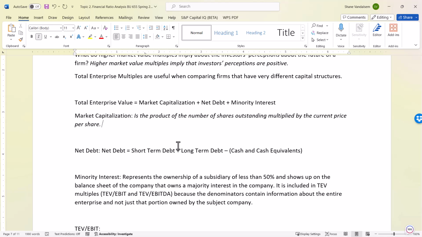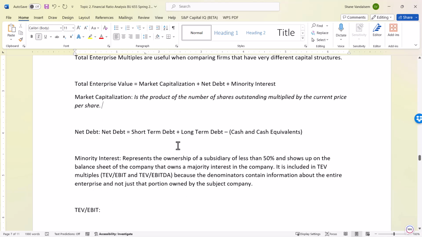So let's say company XYZ owns 60% of company ABC. Because they're a majority owner, the entire amount of EBIT and the entire amount of EBITDA for that subsidiary is going to show up on their financial statements. You're also going to then see a liability typically for the portion that is not owned by the company.